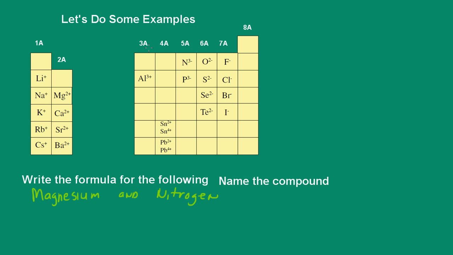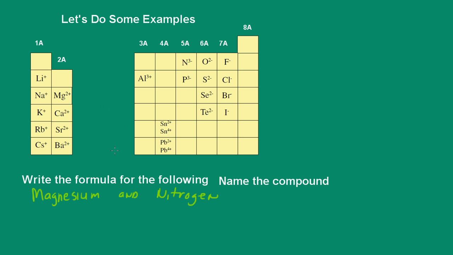Now, here I have part of the periodic table. And again, notice that the ions that are formed from the elements in group 1A all have +1 charges. In 2A, +2 charges. In 3A, aluminum has a +3 charge. In 5A, nitrogen and phosphorus tend to gain electrons to be a -3 charge. Group 6A, -2 charge. Group 7A, -1 charge.